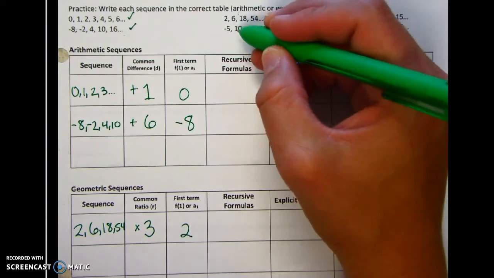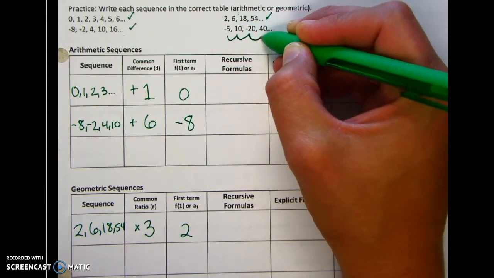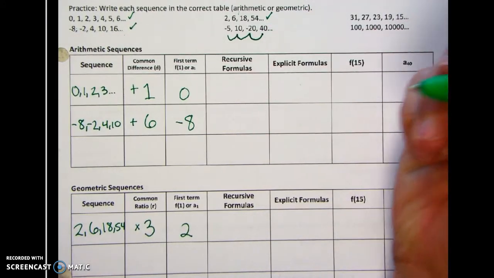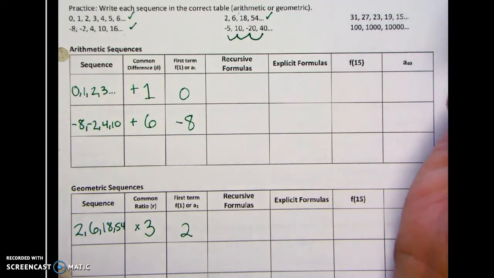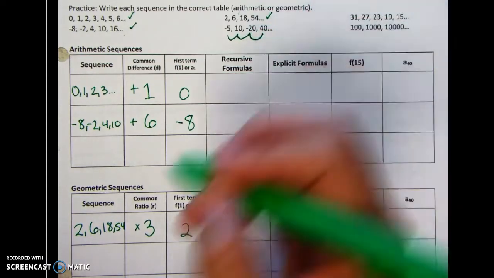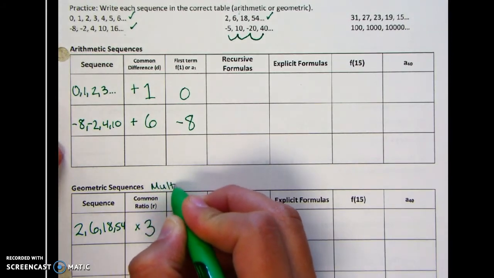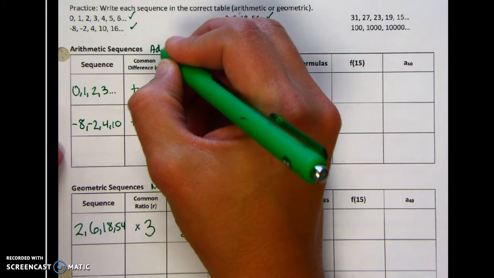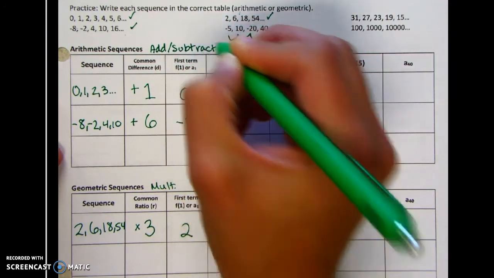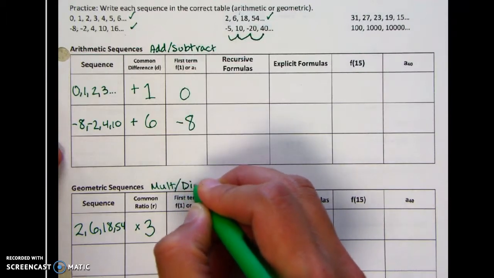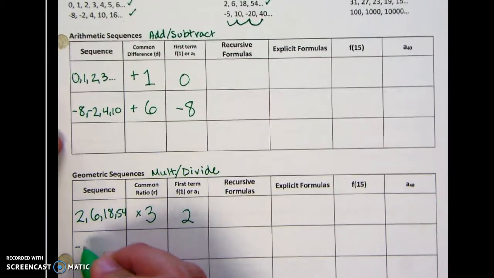Okay, let's go down here. -5, 10, -20, 40. Is that being multiplied by the same number, or are you adding the same number each time? Multiplying. So it's going to go down here as a geometric. So geometric is multiply. Arithmetic is add. Okay, guess what? Surprise. It could be add or subtract, and this could actually be multiply or divide. But we don't have a division example here.